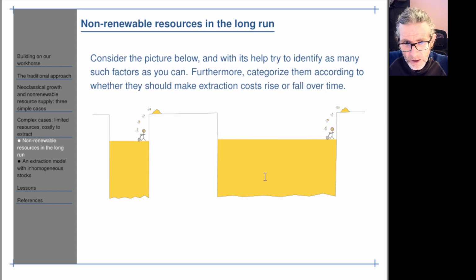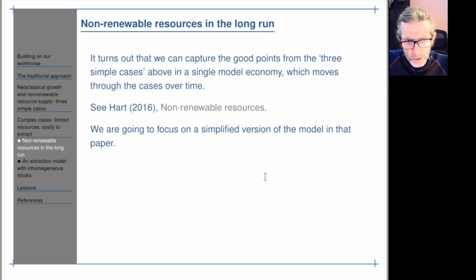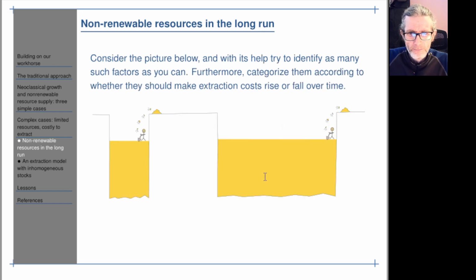Consider the picture below, and with its help, try to identify as many such factors as you can. What factors? Oh, sorry, this is a cut and paste. I think I've changed things. It's factors affecting the cost of resource extraction. And should they make extraction costs rise or fall over time? So you might want to pause the video here and have a think about that.